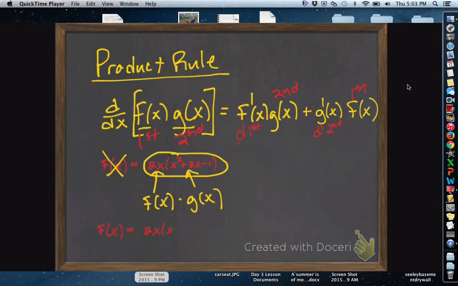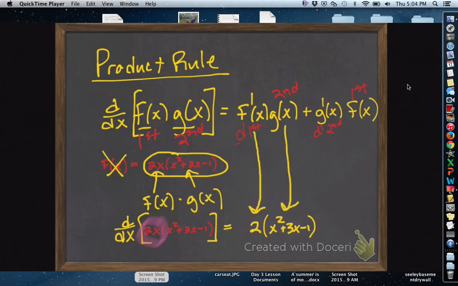So to take the derivative of that, I'll do the derivative of the first, which is just 2, times the second unchanged. So you'll see x squared plus 3x minus 1 unchanged. That's just the first part of it. I'll make little arrows to show you where those came from. Derivative of the first times the second unchanged.